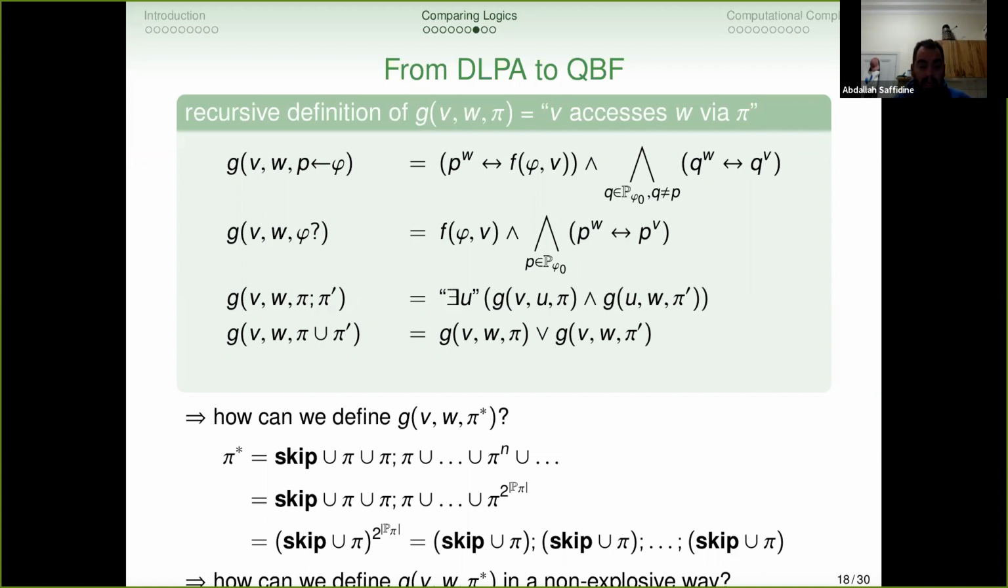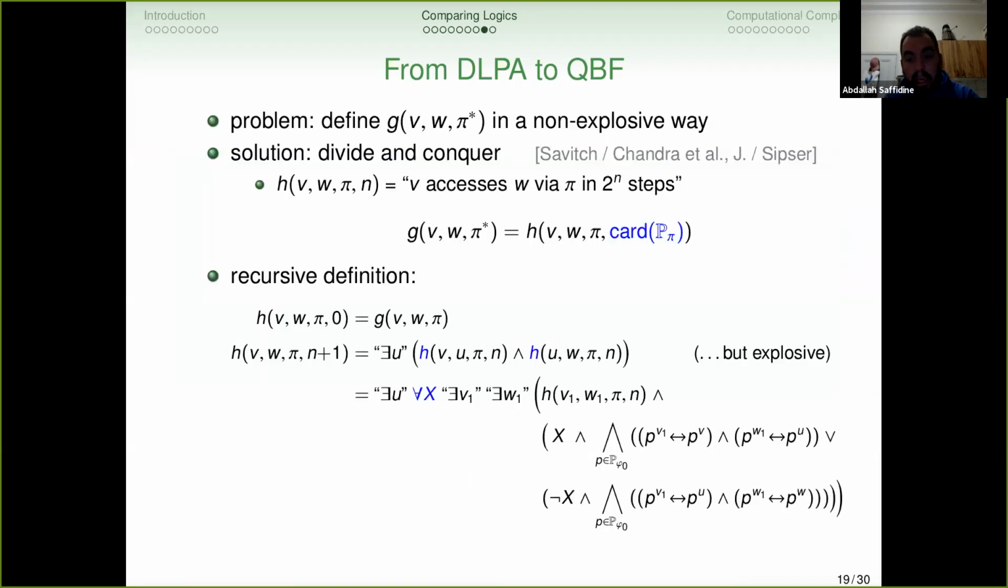So how can we define that G for the star in a non-explosive way? And here we use a trick that is quite old by now, of Savitch initially, and that you can find in the Chandra et al. alternation paper. But I always get it from the Sipser textbook because it's easier, it's more modern. Essentially, we're going to define an auxiliary function, h, that will treat specifically that star. And h(V, W, pi, n) stands for, we can go from V to W via executing pi exactly 2 to the power n times. And so we'll just set n to be the number of atoms.